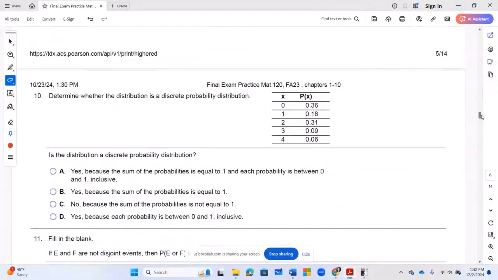Okay, determine if the distribution is discrete. If you're told to determine if it's discrete, you want to make sure that the sum of the probabilities is equal to 1, and there is no negative probability. This is an easy question.